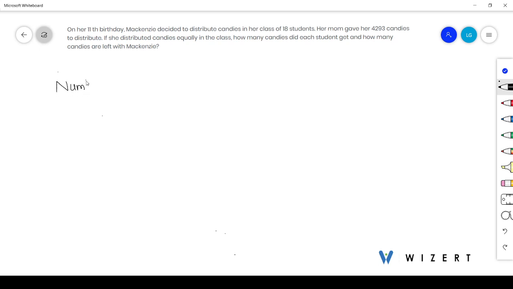Here we have given the number of students in class. Number of students are 18. Then the total number of candies, 4,293.